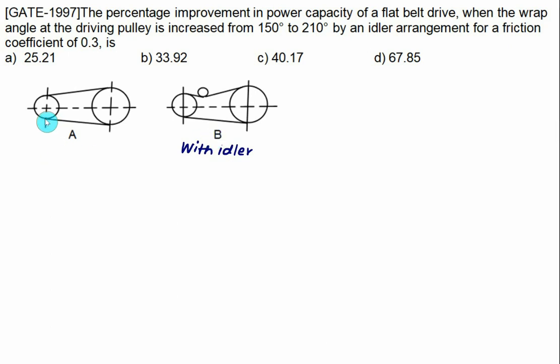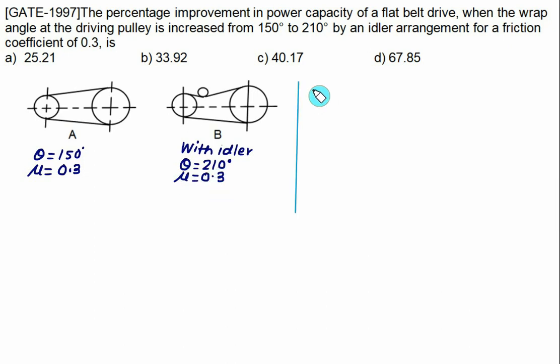In the case of without idler, the contact angle theta is equal to 150 degrees. And when we are using the idler, the contact angle has increased and this value becomes equal to 210. The coefficient of friction in both cases, that is the value of mu, remains the same, equal to 0.3.